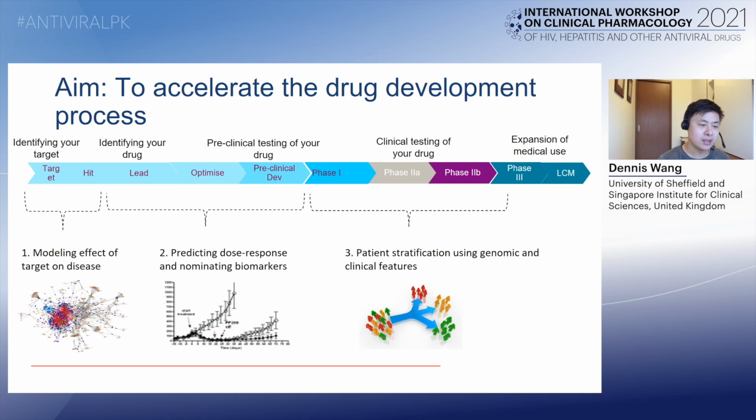First, I'll show you some examples of applying machine learning to identify new targets for potential drugs. And then moving on to preclinical testing and the data associated with it. How do we use machine learning to predict dose response and identify biomarkers? And then finally, I'll show you some examples in a clinical setting whereby we can use machine learning and data, genomic data in particular, to stratify patients.